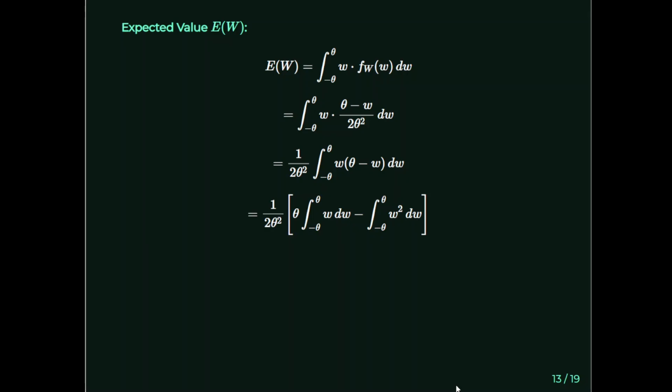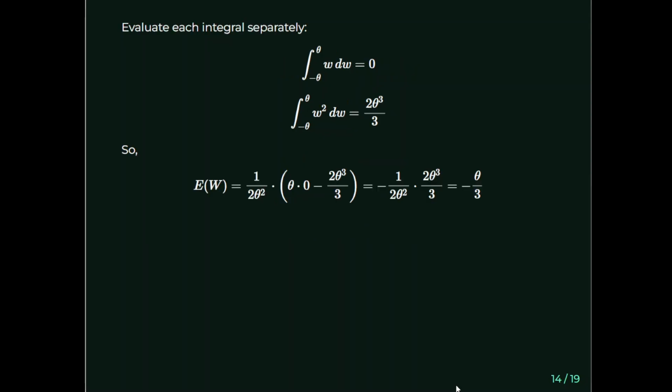The expected value of w is the integral of w times the probability density function. Again, this works out almost exactly the same as last time. I'm going to glance over it a bit. We take out the term 1 divided by 2 theta squared and split up the integral into two parts: the integral of w dw and the integral of w squared dw. Again, the first term will evaluate to 0, and the second term will evaluate to 2 theta cubed divided by 3.